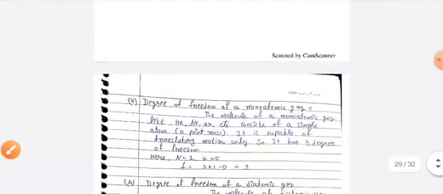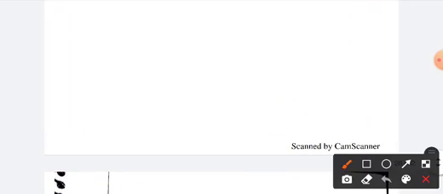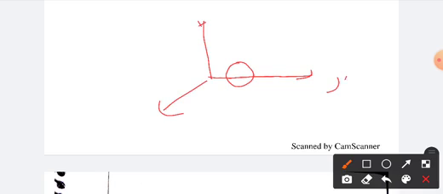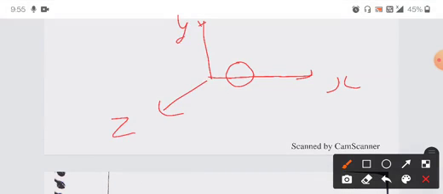See, this is the molecule of helium gas. Now we have 3 axes. This is x-axis, this is y-axis, and this is z-axis. This molecule can do translation motion in x-axis, can also do the translation motion in y-axis, and can also do the translation motion in z-axis.